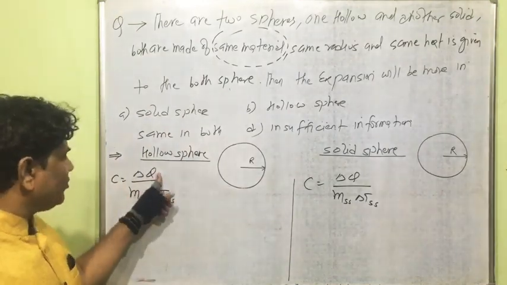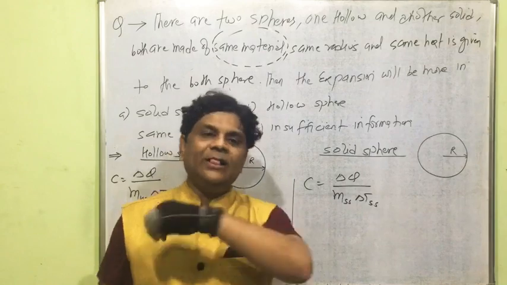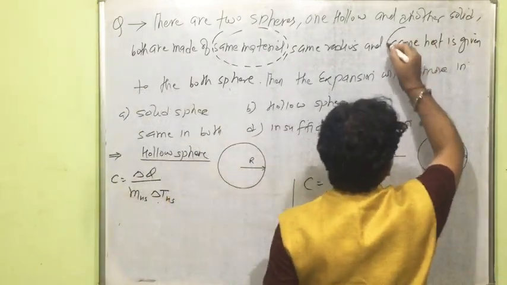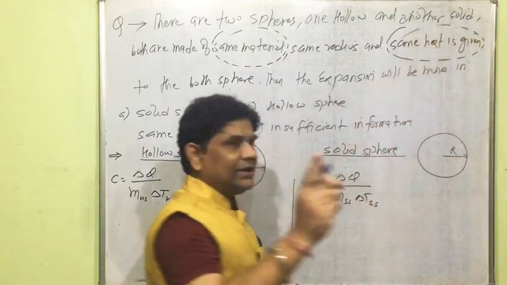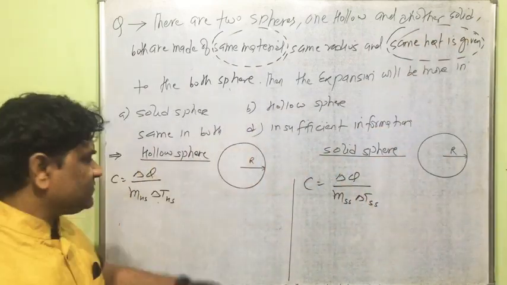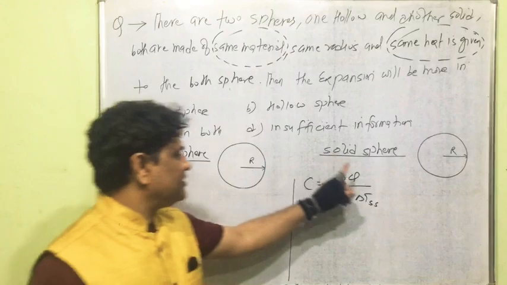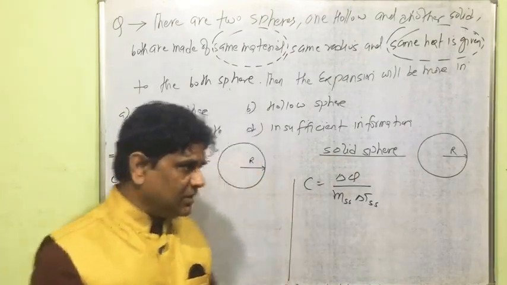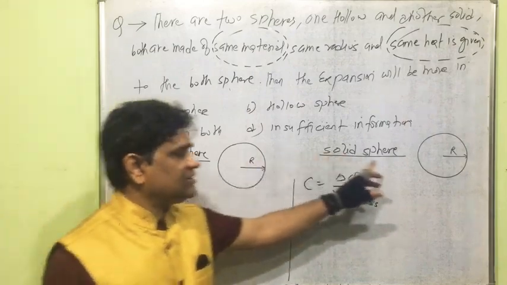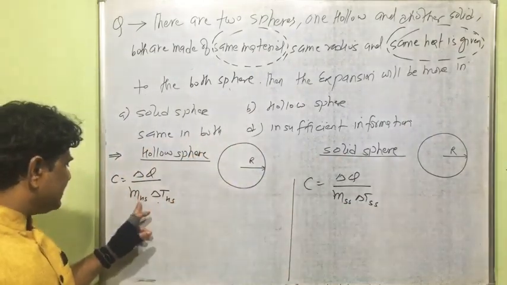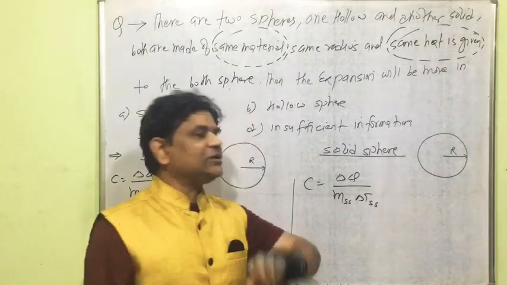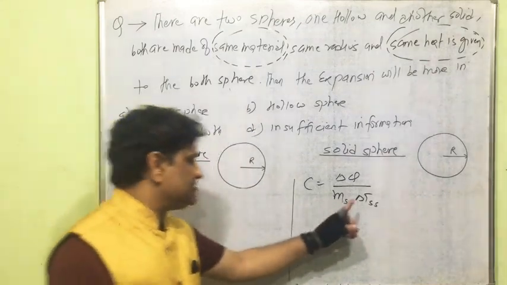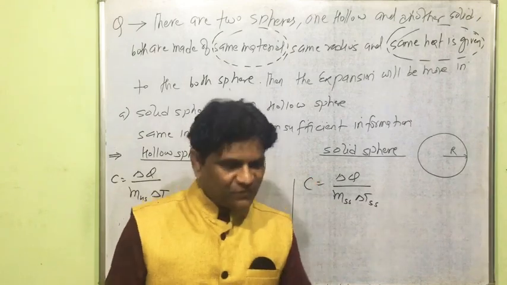Now delta Q of the hollow sphere is equal to delta Q of the solid sphere. What is the reason behind it? Simple: the same heat is given to both spheres. So delta Q of the hollow sphere is equal to delta Q of the solid sphere. Mass will not be the same because one is a hollow sphere and the other is a solid sphere. So this is the mass of the hollow sphere, this is the mass of the solid sphere, this is the delta T of the hollow sphere, and this is the delta T of the solid sphere.